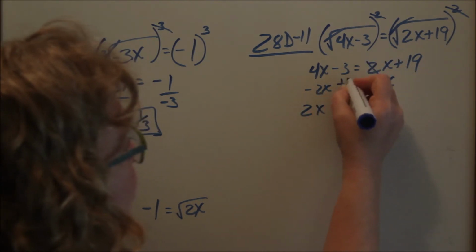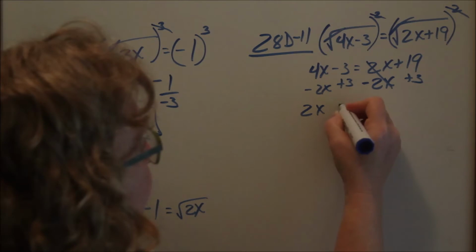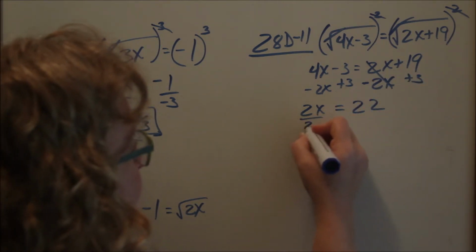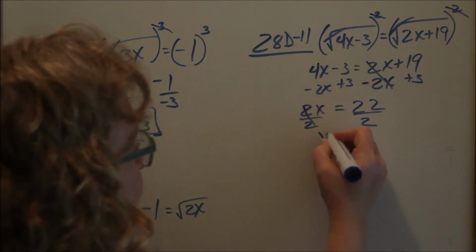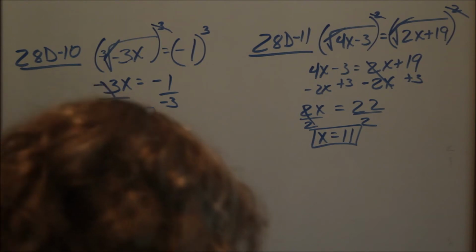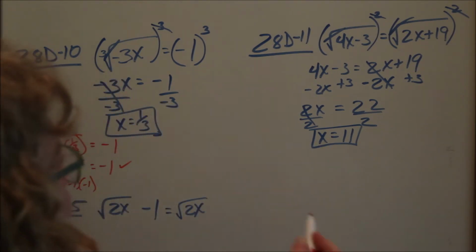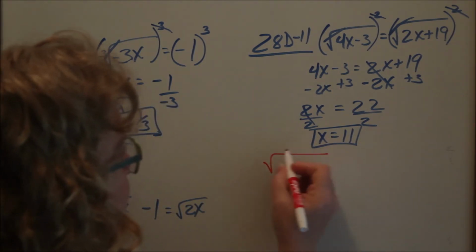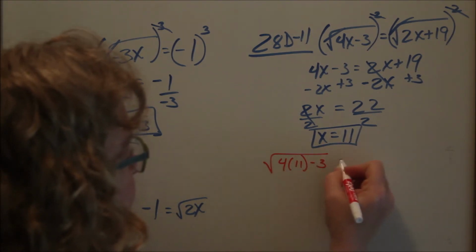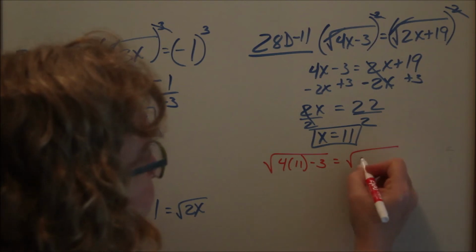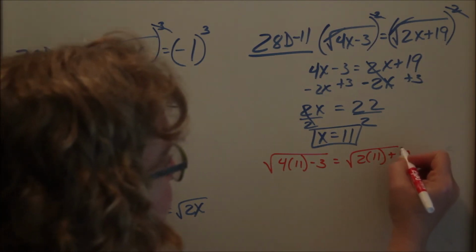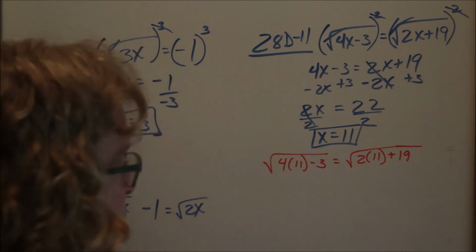2x, add your 3 over here. So 2x equals 22. Divide both sides by 2. x equals 11. You have to check it. So when we check it, that would be square root of 4 times 11 minus 3 equals square root of 2 times 11. I'm just putting 11 in for x everywhere I see an x. And if this is a true statement, it checks.